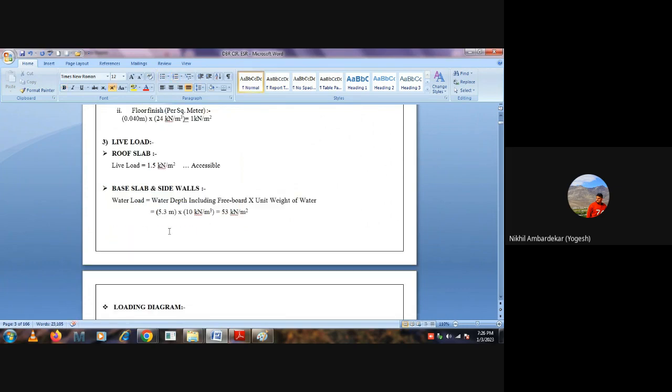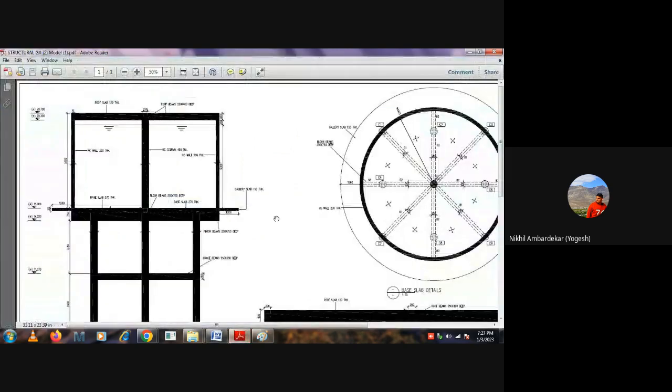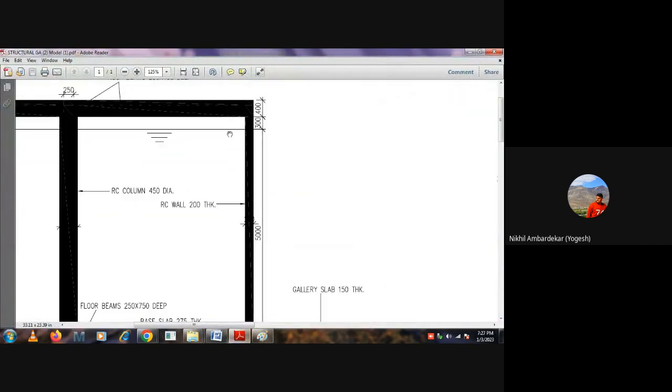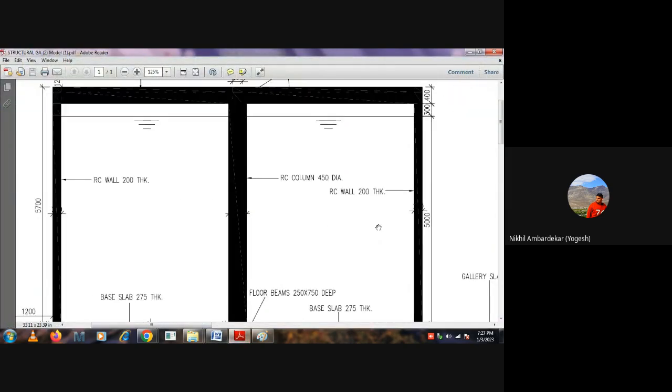On that, what we are calculating is the water load, water depth including freeboard. How much is the freeboard? Freeboard is 300 mm, correct? 300 mm plus 5 meter clear height of water. In case of the test condition, what will happen? Water will be filled up to the bottom of the roof tank. So this 300 mm will also be occupied by water.